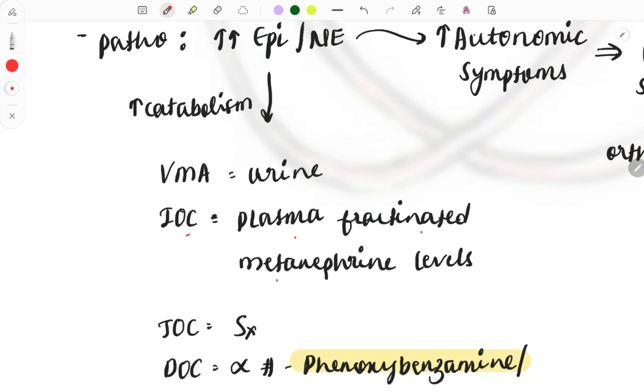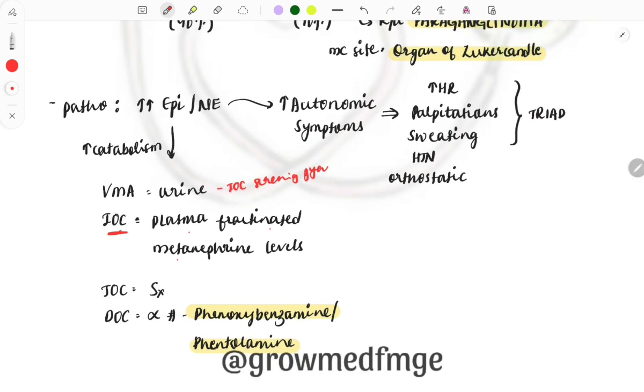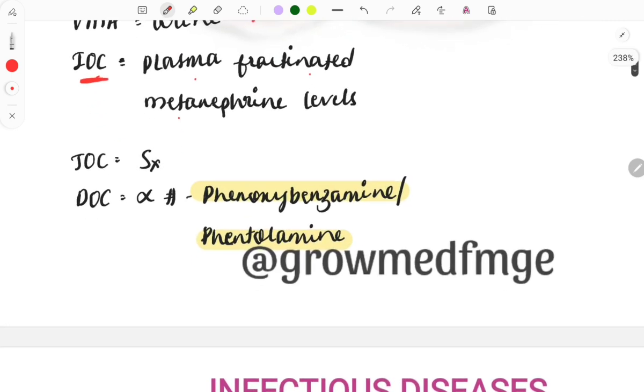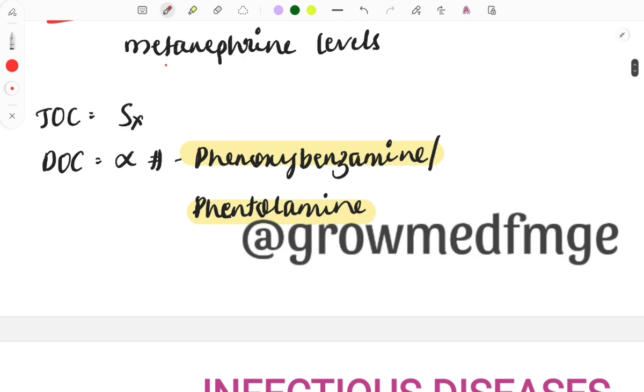So in urine we can see VMA. This is the screening investigation of choice, and this was a PYQ, whereas the particular investigation of choice is the plasma fractionated metanephrine levels. So these both were PYQs, and the treatment is surgery. The drug of choice, also a PYQ asked in integration with pharma, is phenoxybenzamine or phentolamine, which are alpha blockers.